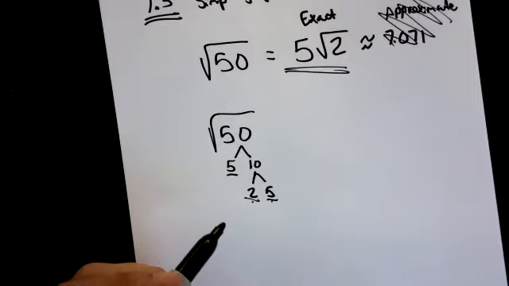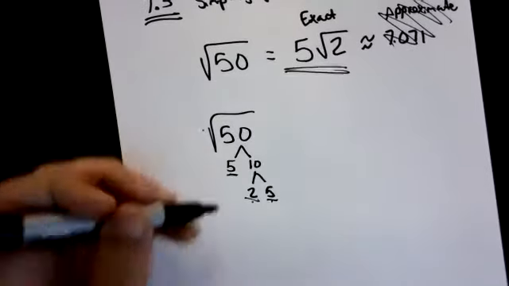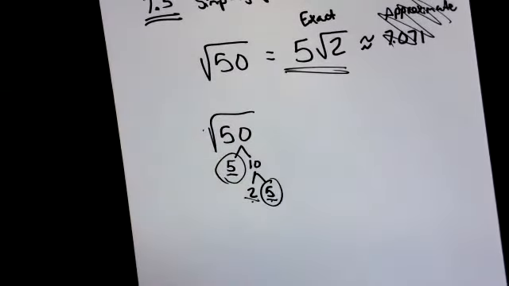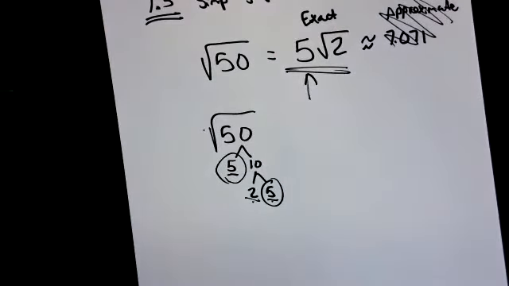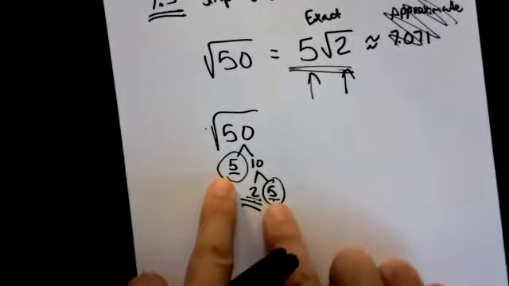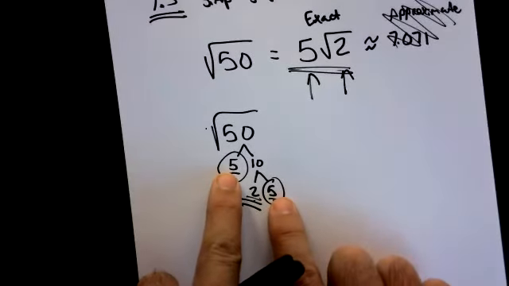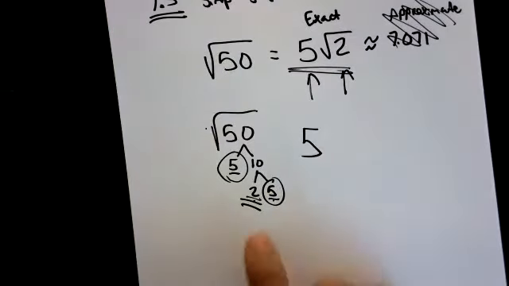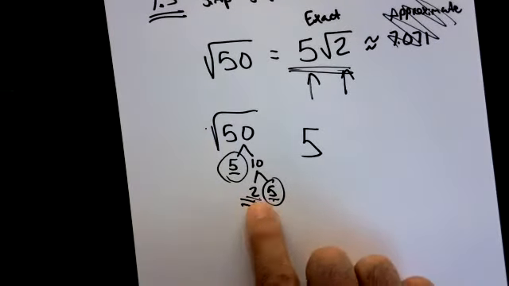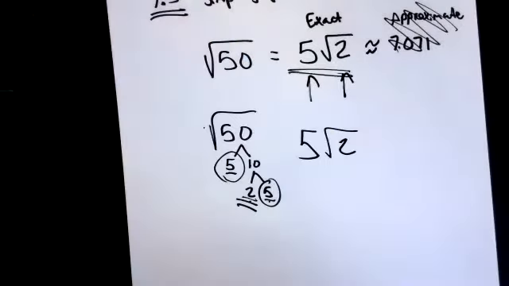So then with a square root, you're looking for pairs. If I have a pair of numbers, that goes out in front, and anything left over stays inside of the radical. These perfect pairs make a square root, which is why that comes out in front. And anything that doesn't have a pair does not come out of the square root, therefore stays inside. So the square root of 50 is 5 square roots of 2.